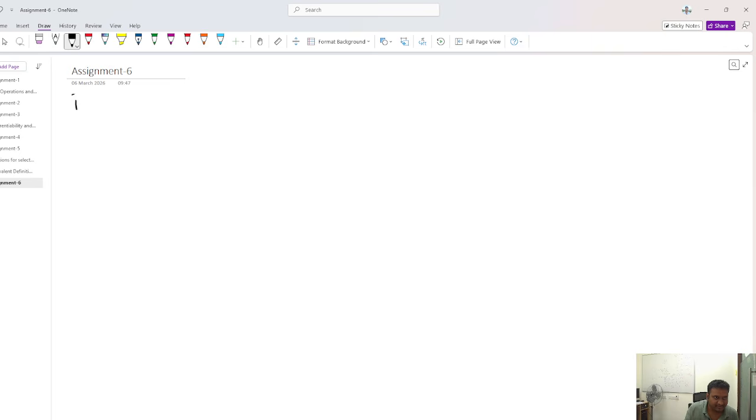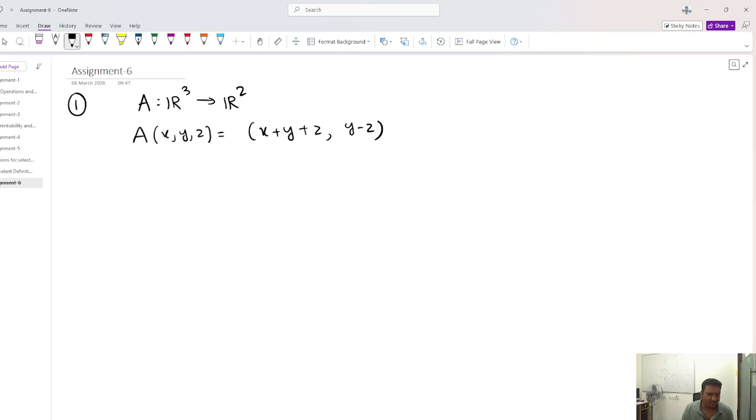So, the first problem is you are given a linear map from R3 to R2 like this. A of X, Y, Z is basically any way you want to write it, like a matrix or like a vector, I mean, like a tuple. It's your choice. So I may interchange in between according to my convenience.